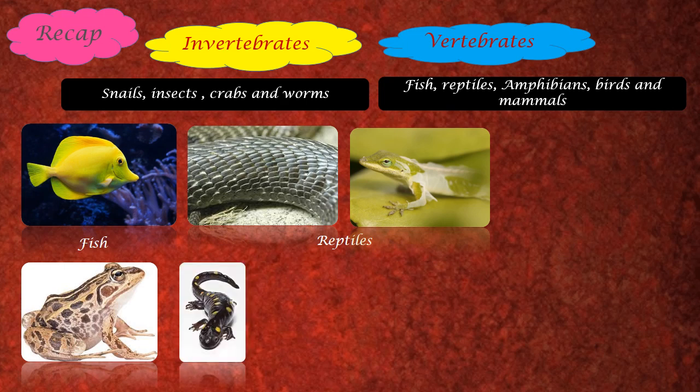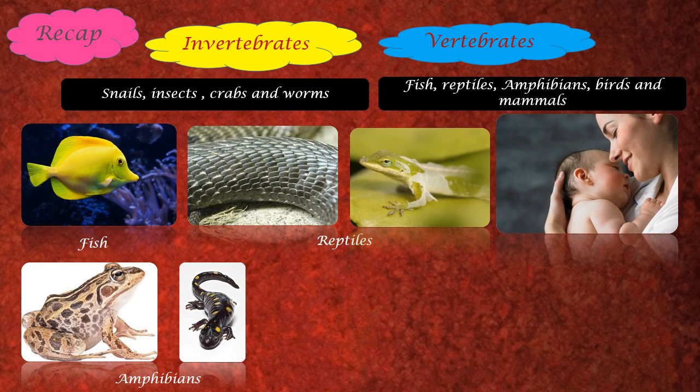Here I have given a few pictures as it is a recap, like frog and salamanders. Then examples for mammals are human beings and many other animals like dogs and cats. These are called mammals as they give birth to the young ones. They do not lay eggs and they do not hatch out of eggs. They give birth to the babies, and the baby feeds on the mother's milk.